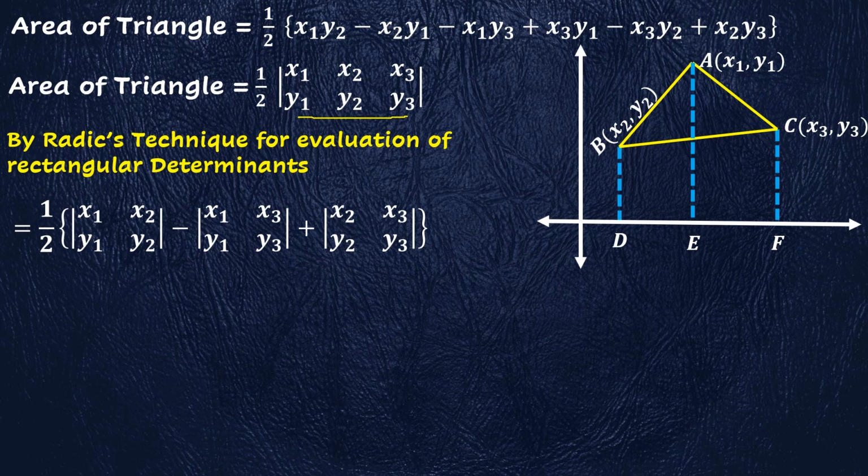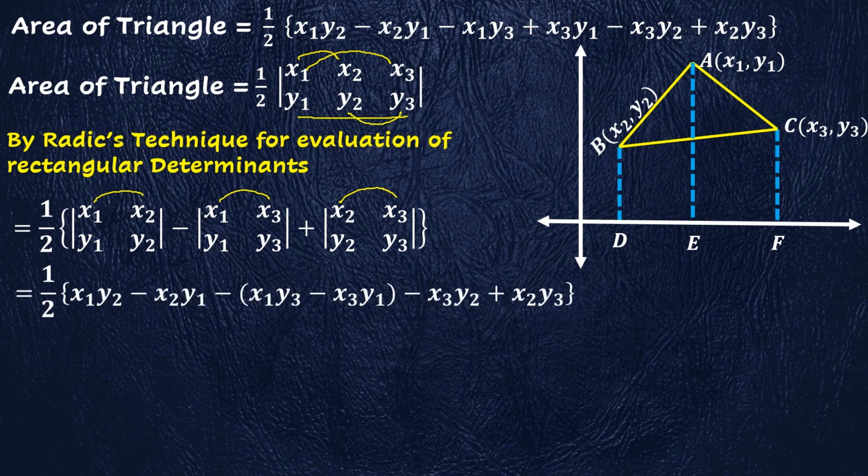Here we have formed three 2 cross 2 determinants by associating column 1 with column 2, minus column 1 with column 3, plus column 2 with column 3. Now we can easily evaluate these 2 cross 2 determinants, and we get this expression.